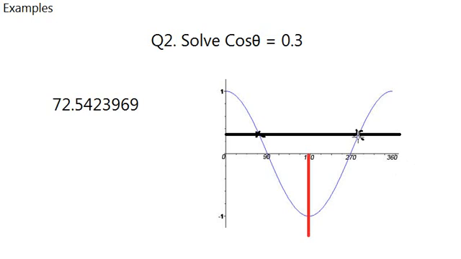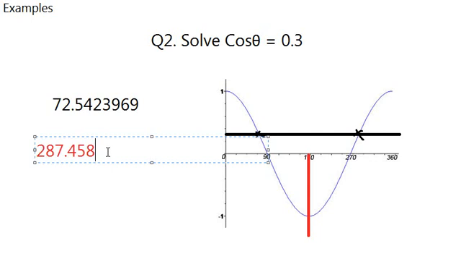then this value will be 360 minus the original answer. So the answer will be 360 minus 72, which gives us 287.458. And I rounded that off earlier this time so that I don't need to just copy and paste out all those values, which is tedious.